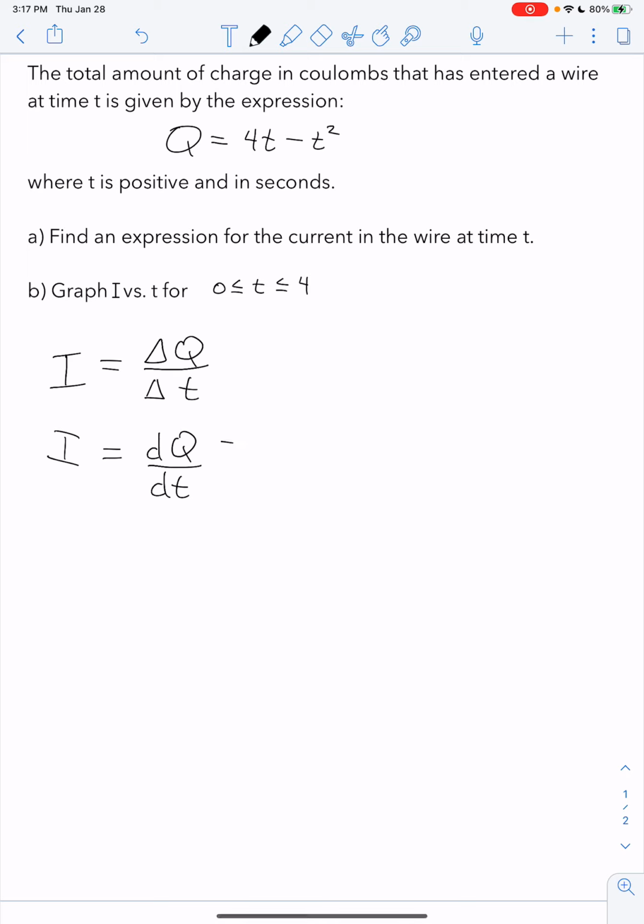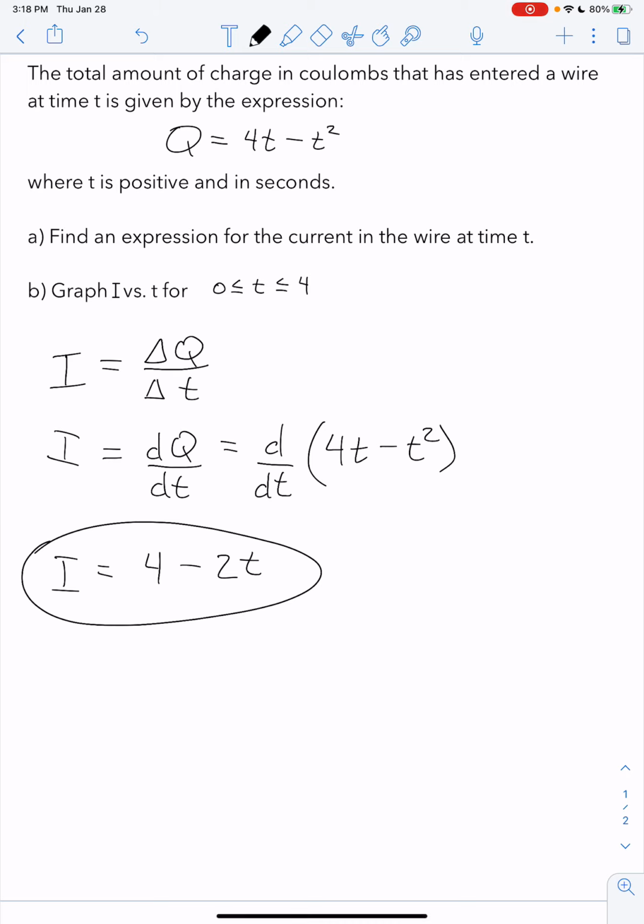And so what we're going to do here is just take the time derivative of our expression for q. And that would be, substitute that in there, 4t minus t squared. And so then we take the derivative, so d/dt of 4t is 4 minus d/dt of t squared is 2t. And that's it. There's our expression for the current in the wire at any time t.